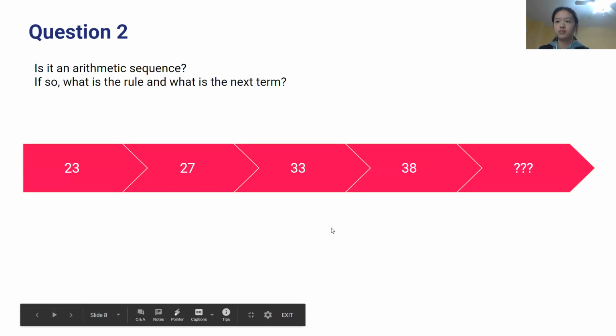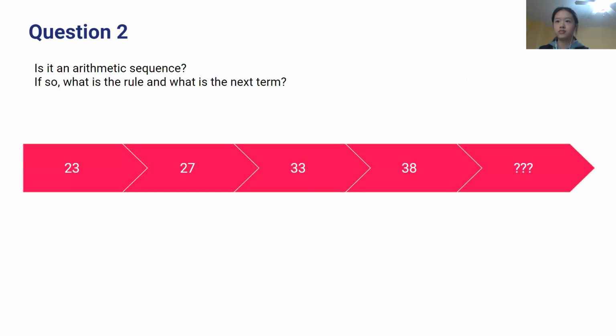Yeah, no is the correct answer. Since no is the correct answer, you just put nothing else. So notice that between the first and second term, the difference is 4, and then between the second and third term it is 6. We automatically know that it's not an arithmetic sequence since the common difference is not constant.